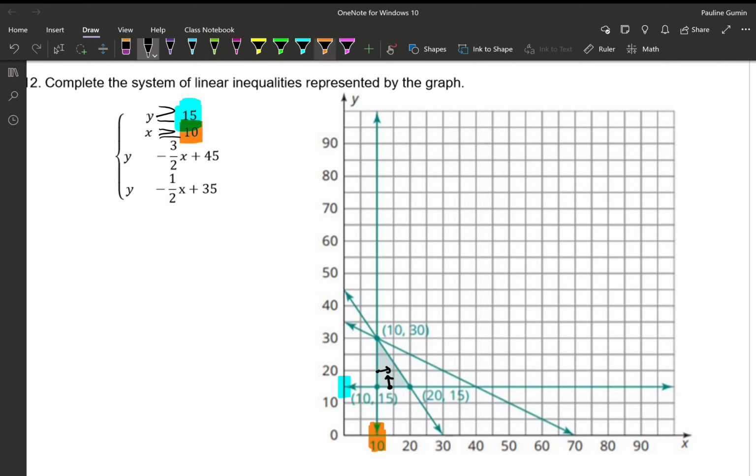Okay, next we have two diagonal lines left. So we do need to look at their y-intercepts. 45, 45. Okay, so we're talking about this one right here. Let's put a dot on it. It looks like I'm shading downwards, less than or equal to, because it's a solid line.